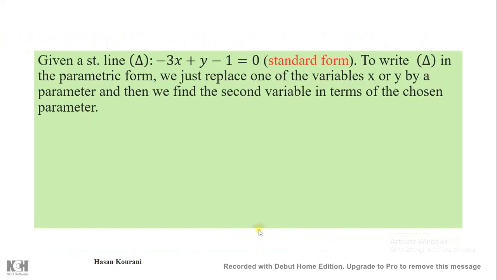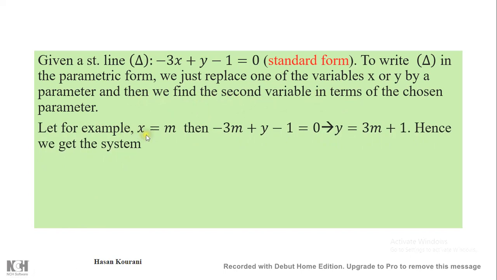Okay, now let's change from standard to parametric. We are given a straight line delta with standard equation -3x plus y minus 1 equals 0. The rule says that to write delta in parametric form, we choose one of the variables, either x or y, and let it be a parameter. Then we find the second variable in terms of the chosen parameter. Let's see how. In this example, let x equal a parameter m.